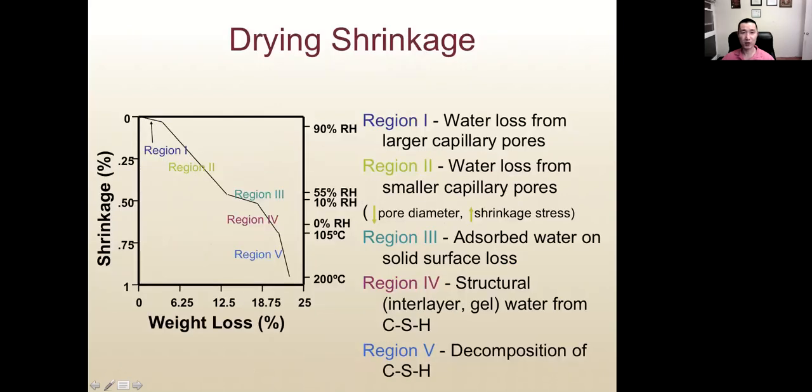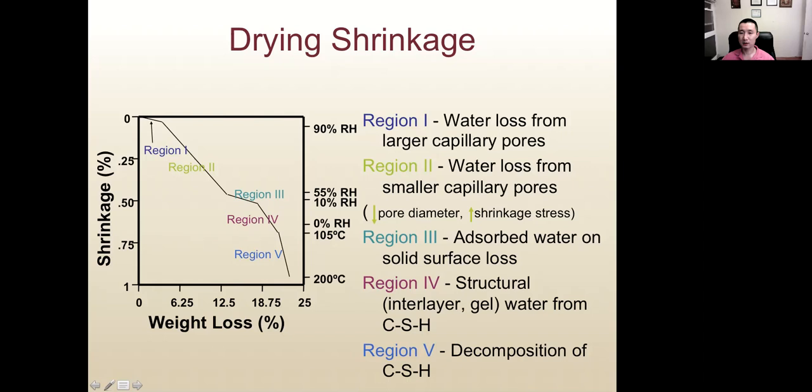Look at this curve of dry shrinkage. This is very interesting. Here it shows how much shrinkage occurs versus the weight loss. As we can see, the slope of this curve is quite different, and this is due to loss of different types of water. Region 1 is water loss from larger capillary pores. It occurs between 100% to around 90% RH in the pores. So that is region 1.